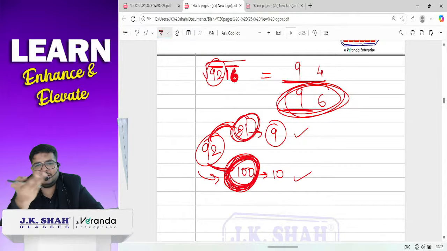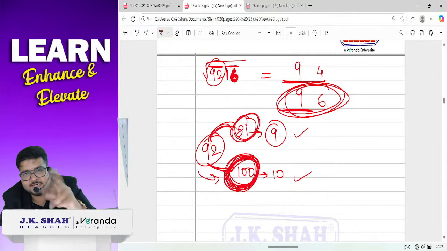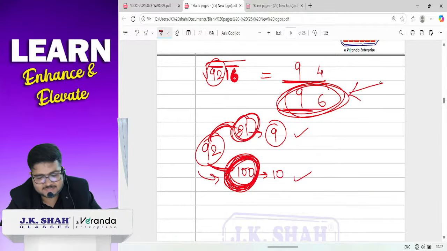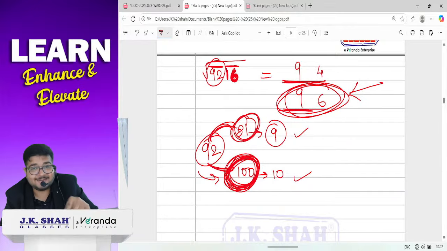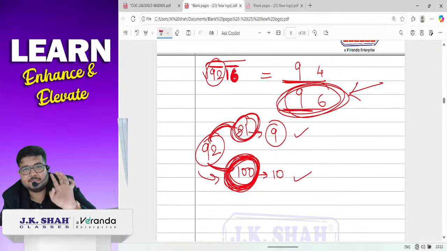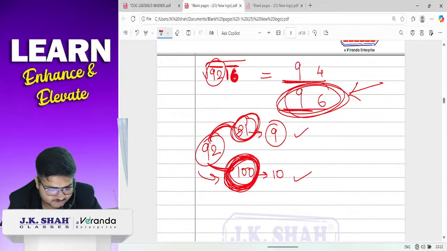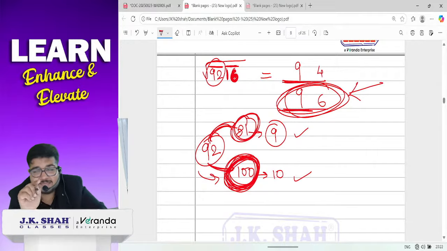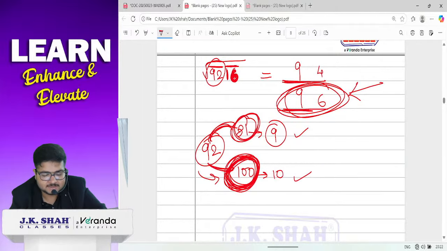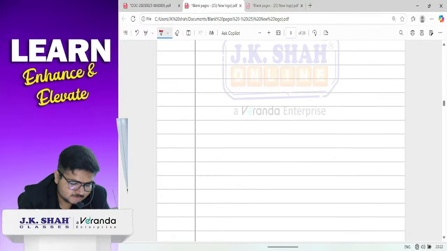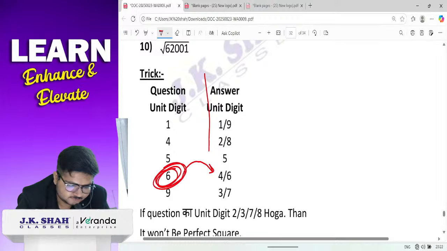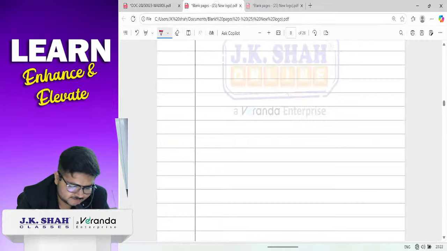Which is the greater number from 94 and 96? Greater number is 96. So answer is 96. Why? Because 92 is closer to the greater number. If it is closer to the greater number, the answer will be the greater one; if it is closer to the smaller number, the answer will be the smaller one. Everybody understood? Once again I will solve one more question which is in your book only, 7569.